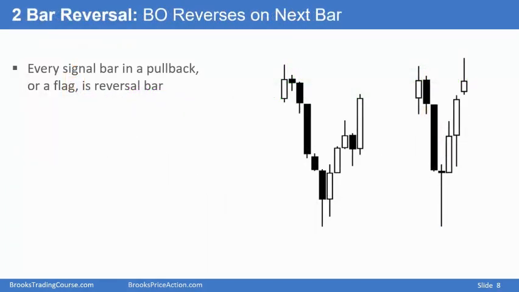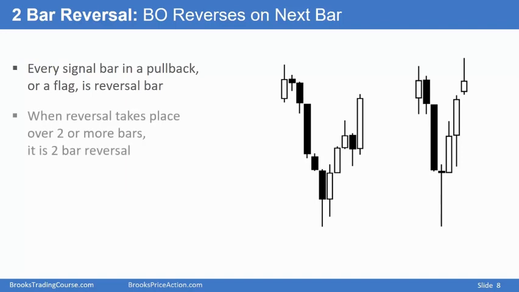Sometimes reversals take place over more than 1 bar. Every signal bar in a pullback or in a flag is a reversal bar. And when the reversal takes place over 2 or more bars, it's a 2-bar reversal or a multi-bar reversal. So look at this. We sold off, we reversed up.